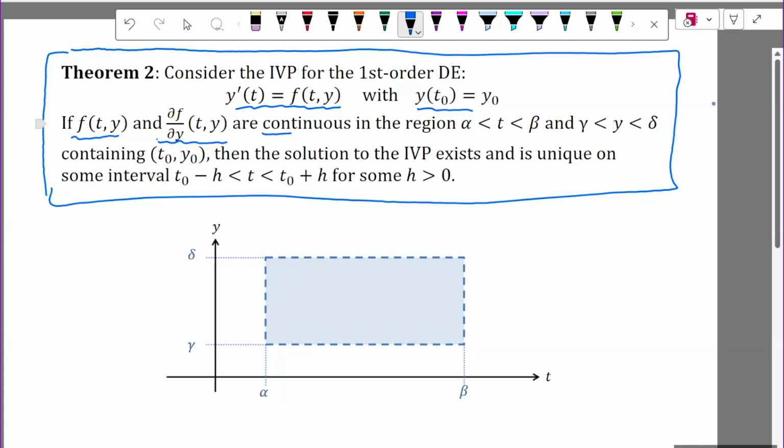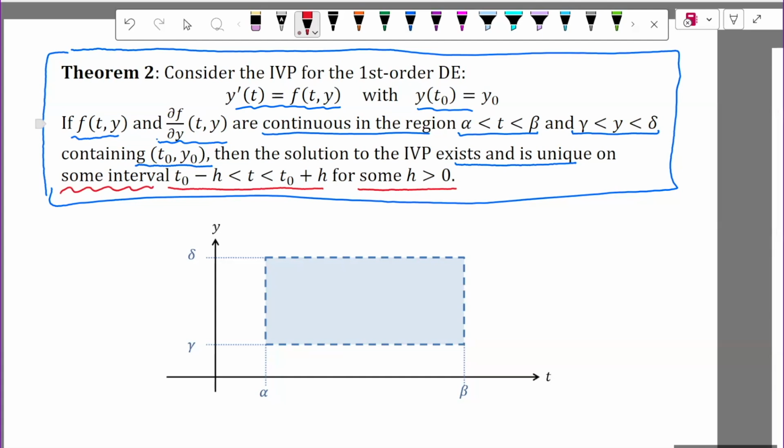If both of those functions are continuous in some region of t, of time, and continuous in some region of y, and that region has to contain the place where we start, so our initial time and the initial value of our solution at that point in time, then what does this theorem say? It says that the solution to the initial value problem exists and is unique on some interval of time surrounding our initial time t naught, and that interval can be of size h. That h, the size of that interval, is not guaranteed.